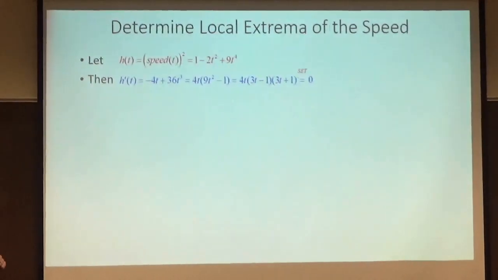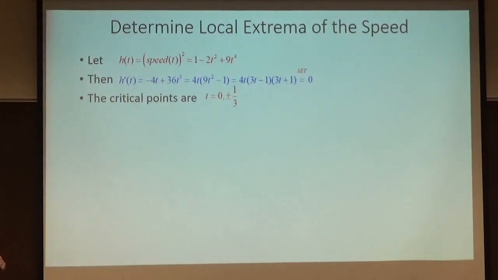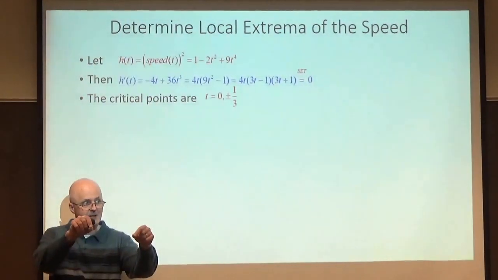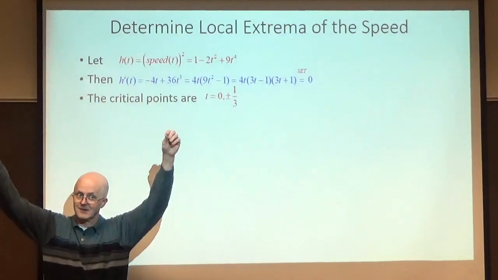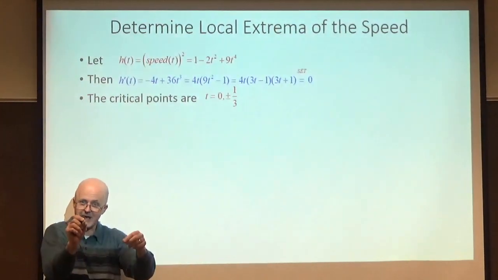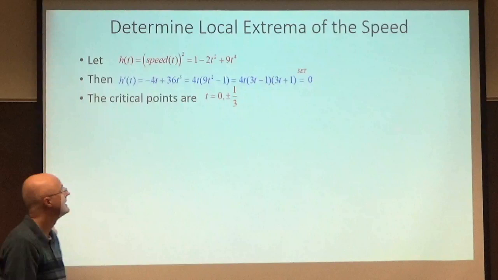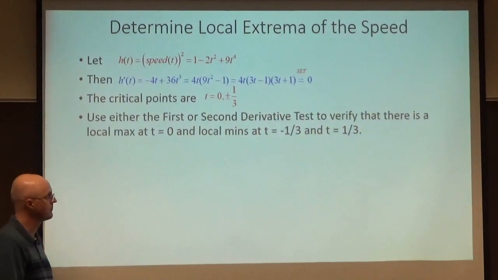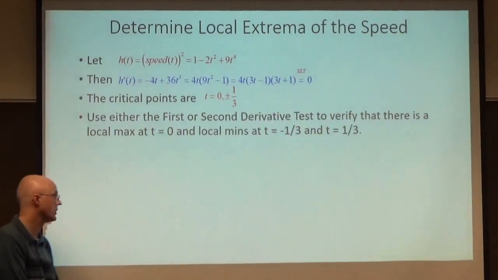Take the derivative, set it equal to 0, solve for t. Critical points are three of them: 0 and plus or minus 1/3. The plus or minus 1/3 are those two low points. The 0 is in the middle. That's the slight local maximum. Not a global maximum. The graph goes higher, but a local maximum at t equals 0. You have to use the first or second derivative test to verify it. I'm not going to take the time to do that. There is a local max at t equals 0 and local min at t is plus or minus 1/3.